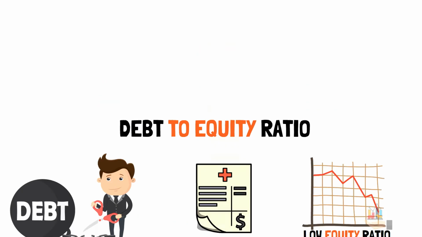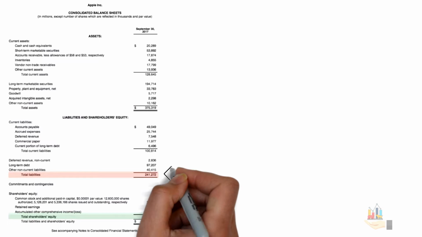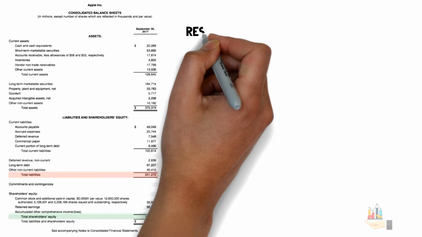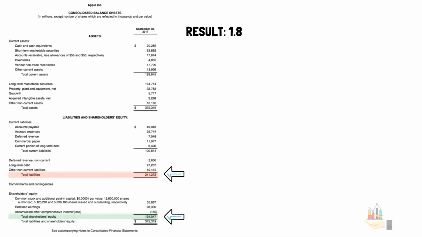Example of debt to equity ratio. Now, we can see the fiscal year ending 2017. Apple had total liabilities of $241 billion and total shareholders' equity of $134 billion according to the 10-K statement. Again, this number we can get by just typing in Google debt to equity ratio of Apple. In this example, the result is 1.8. And how did we get this number? We got 241 billion divided by 134 billion.